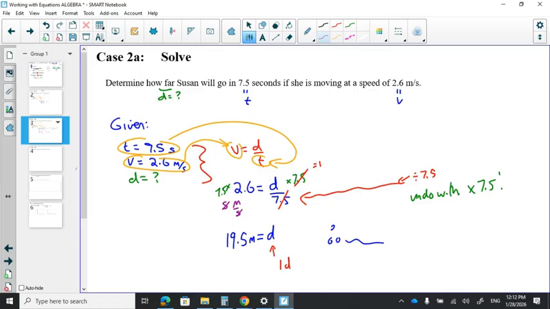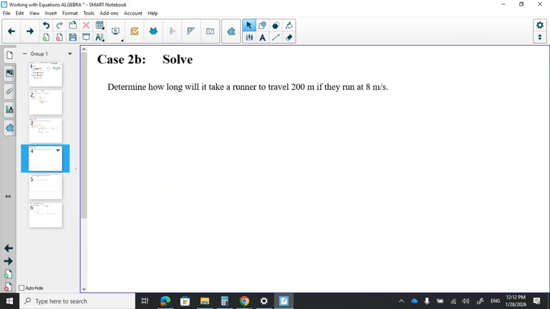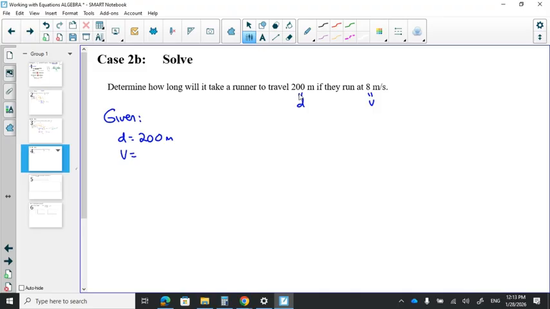Okay, so that's your first solving version. We've labeled them as case 2A and 2B, because they're both solving. This is just the trickier solving one. So let's go through. We've got a 200, which is clearly a distance, and an 8, which is a speed. So given D equals 200 meters, V equals 8 meters per second.